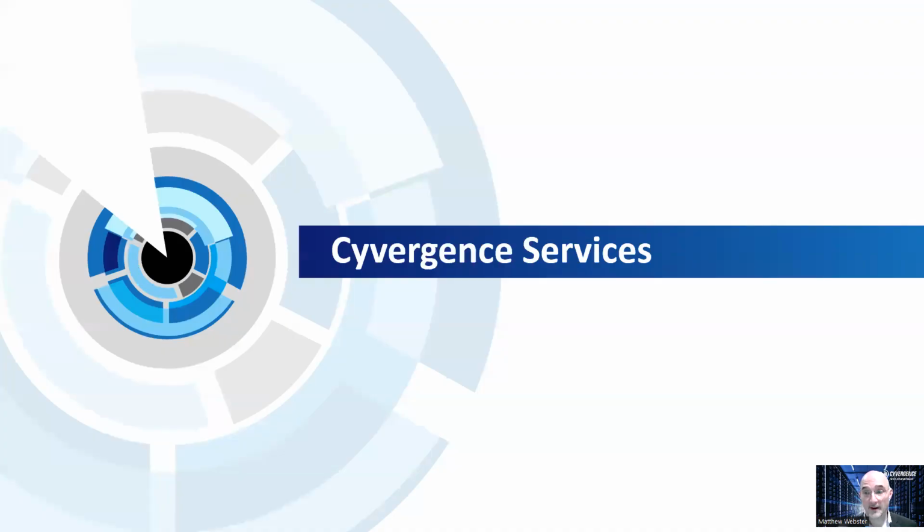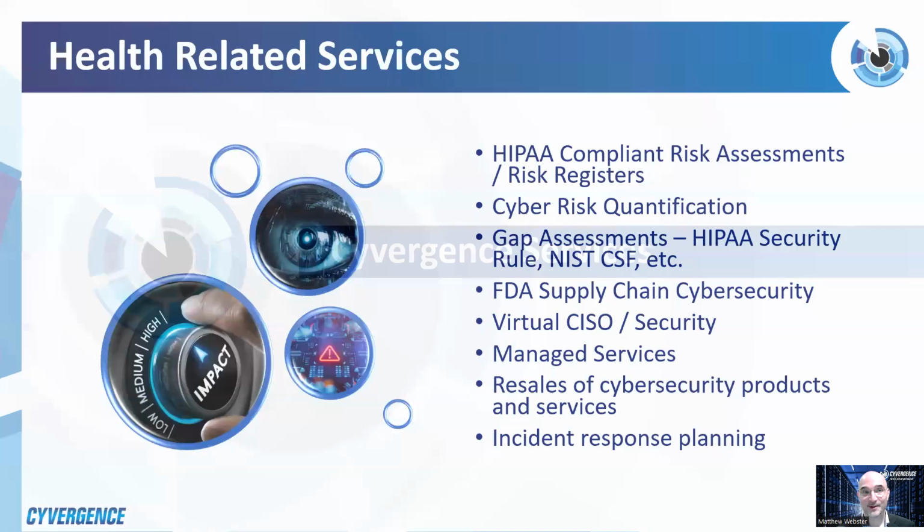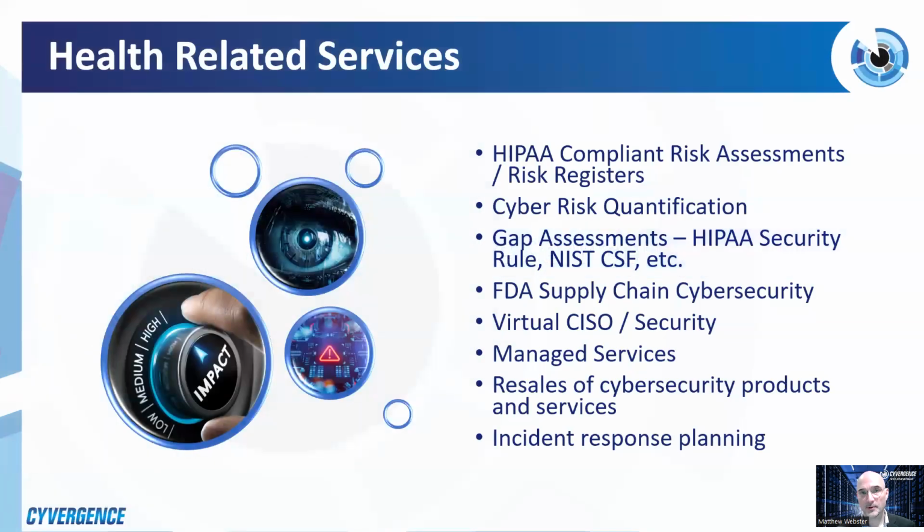All right, we've covered a lot. You can start to see where the problems are coming in, but there's a lot of things that Cyvergence can do to help out organizations today. We can do HIPAA compliant risk assessments. There's some specific requirements that go into that. There's risk registers. We can help out with cyber risk quantification as part of the process that we work with.